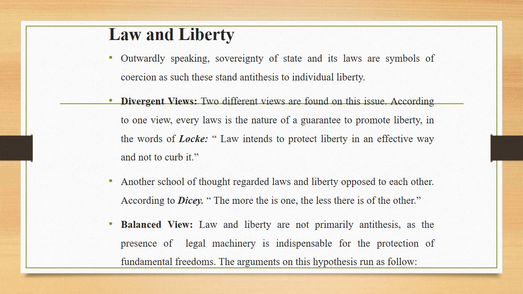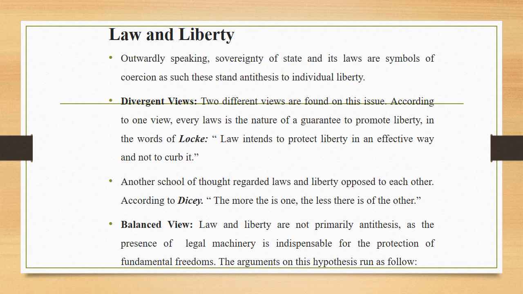Another school of thought regarded laws and liberty as opposed to each other. According to Dicey, the more the one is, the less there is of the other. When the law is effectively exercising its power, the liberties of the people will be marginalized, will be limited. And when the liberties are at a high level, definitely the law will be practiced in a lower grade.